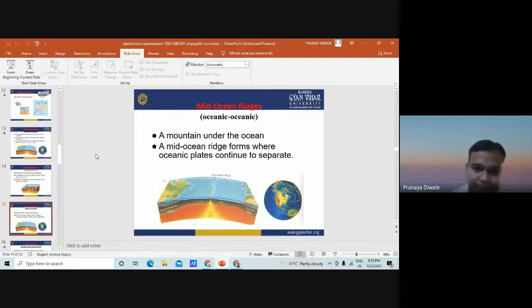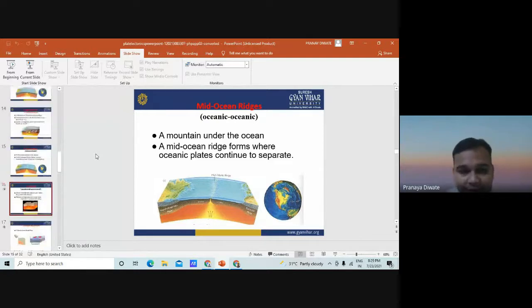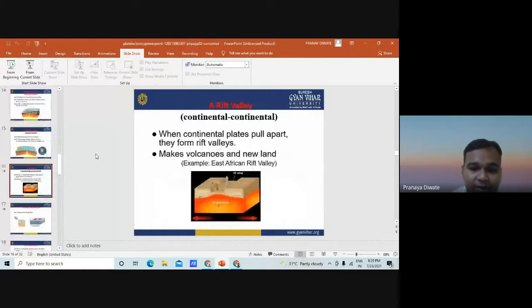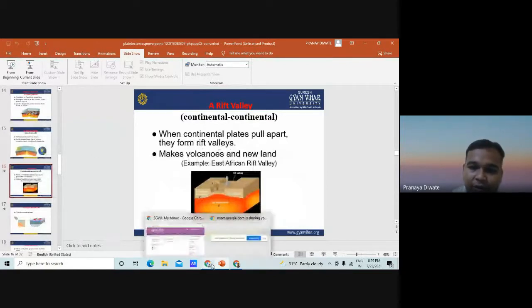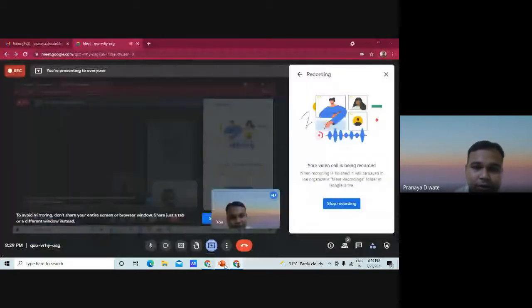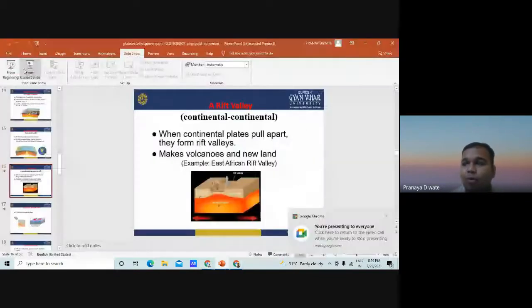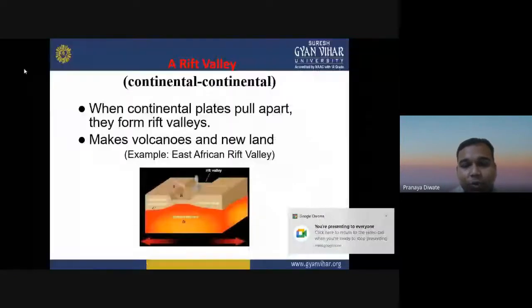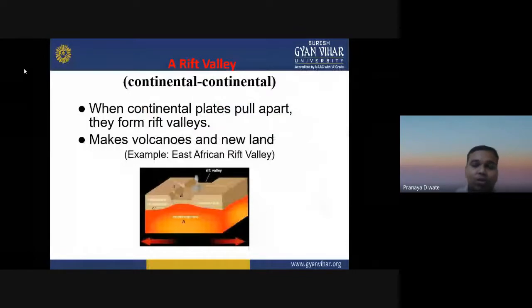This is nothing but the different kinds of things we study, which type of bodies and features can be found in which kind of environment: on a divergent plate boundary what can be found, on a convergent plate boundary what can be found.